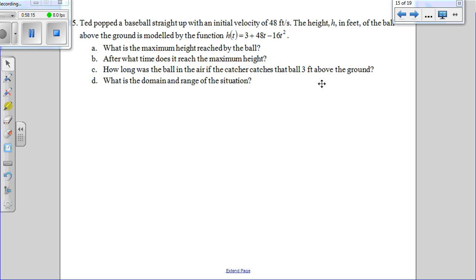With a word problem, my strategy is to read it once, understand what the heck's going on in the world, read it again, and actually try to write information that matters. Okay? This says, Ted popped a baseball straight up with an initial velocity of 48 feet per second. The height in feet of the ball above the ground is modeled by the function. So there's some guy named Ted, and he's playing baseball, and he hit the ball, and launches. Ted's got his baseball cap on. And he goes straight up.